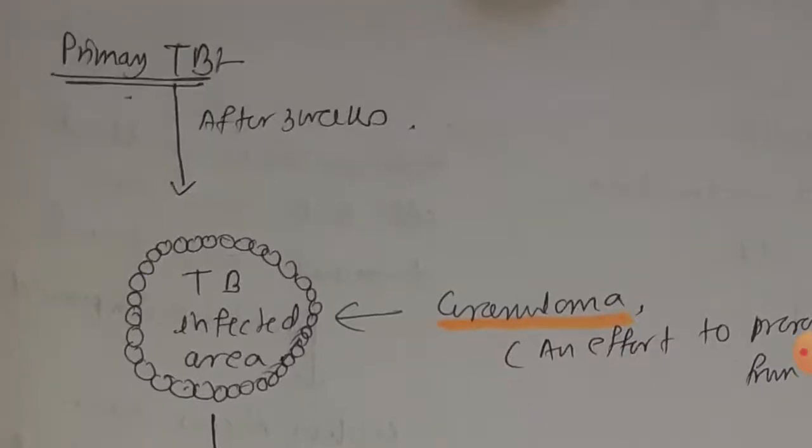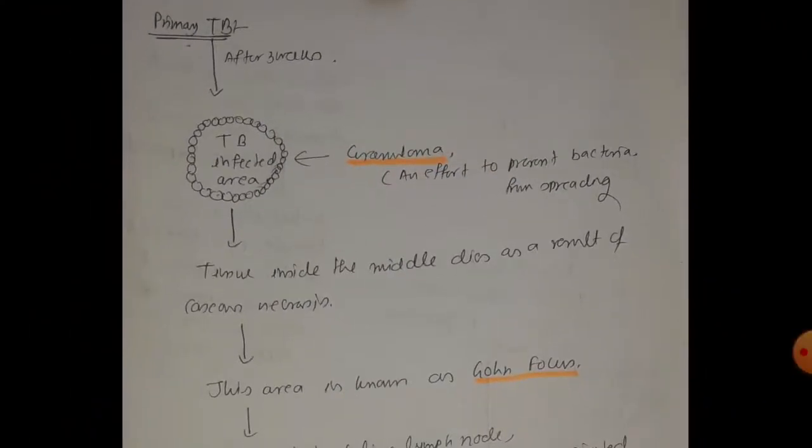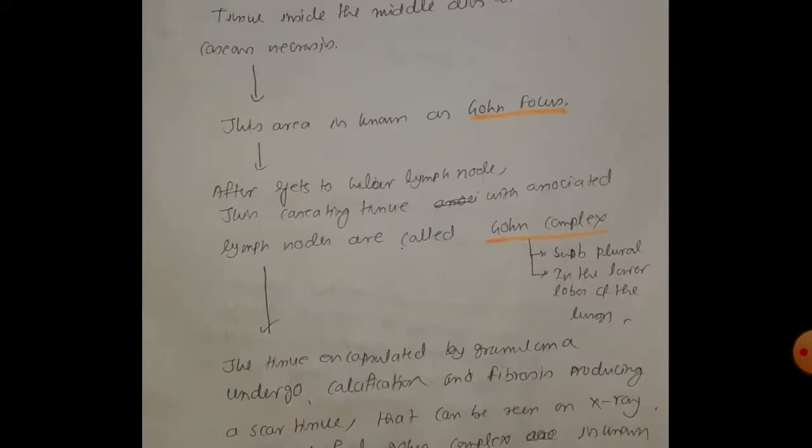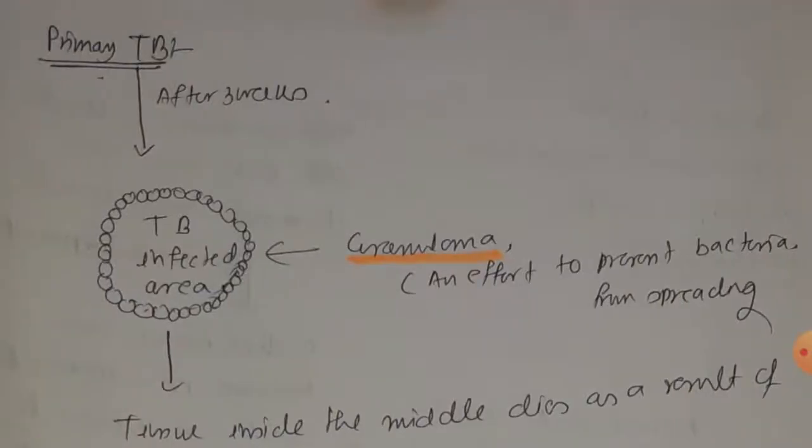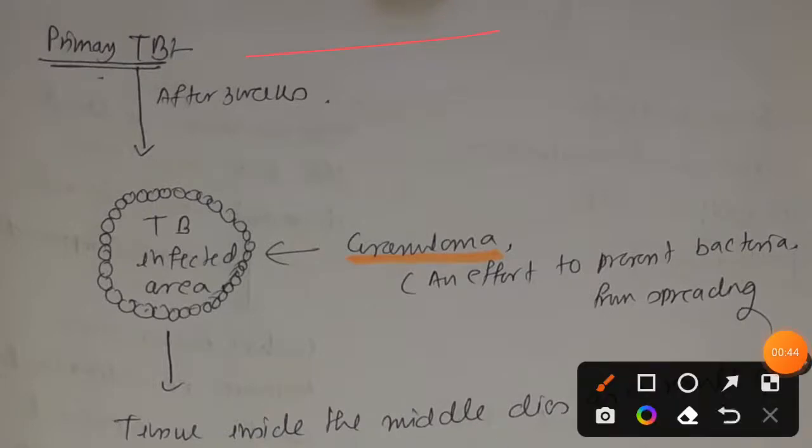Now we are going to discuss how the immune system tries to protect us. Along with that, we will complete today all the things that go on in the pathogenesis of Mycobacterium tuberculosis. So let's start. In the previous video, we talked up to primary TB, right?